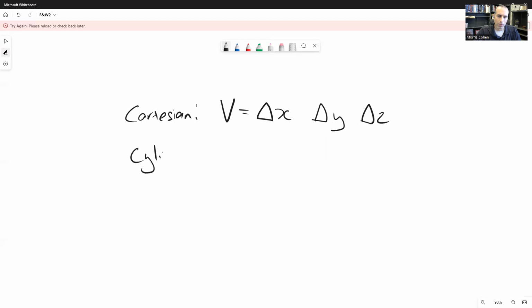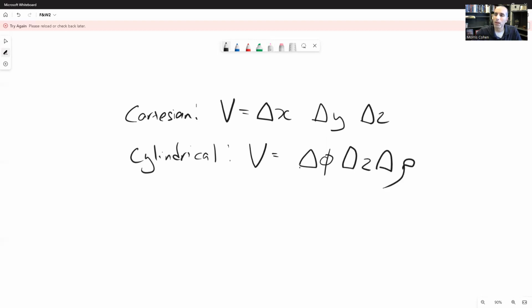For cylindrical, the volume of a cube will be delta phi, the length along that spin around the axis direction, times delta z times delta rho. But you may immediately notice that the units don't work out here, right? Z and rho are each in units of meters, but phi is an angle, right? Phi is in units of radians. And so there's a unit missing from here. So we end up having to multiply this by rho in order for this to work.